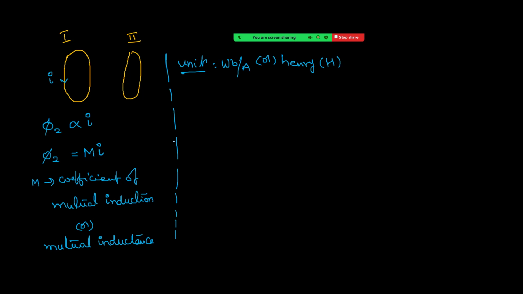If you want to calculate the EMF induced, I'm writing suffix 2, this is the EMF induced in the second coil, that is equal to minus d phi 2 by dt, flux in the second coil. And in the place of phi 2, it is M into I. So it is minus M into dI by dt, the rate of change of current in the first coil.